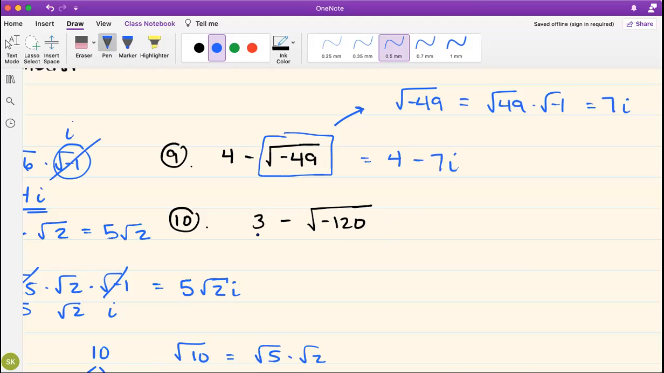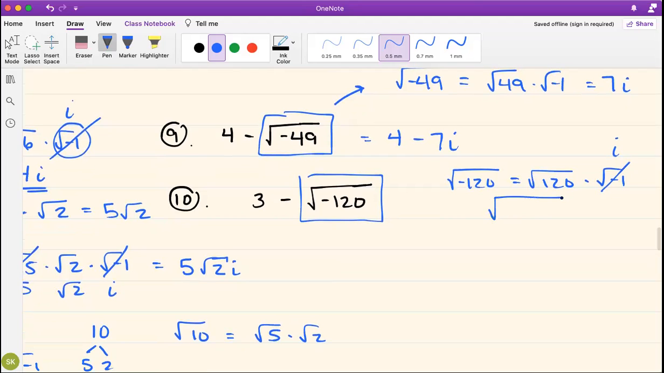And then for the last piece, I have 3 minus the square root of negative 120. Okay, let's try to break this up, and then we're going to replace it. So the square root of negative 120 is the square root of 120 times the square root of negative 1. That becomes i, so let's put it right there. Now the square root of 120, you want to figure out what the perfect square is. I know that 120 is 12 times 10. Now that didn't get me very far, but let's see if I can break it even further. Now 12 is 4 times 3, so then we have 4 times 3, and 10 is 2 times 5.